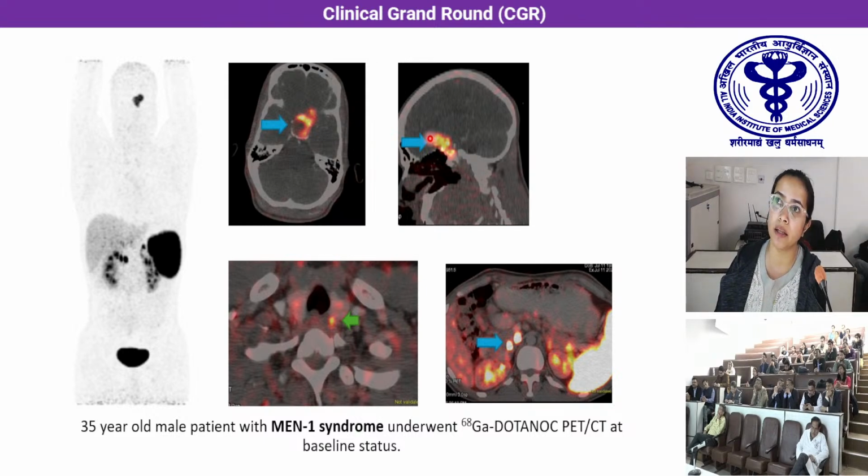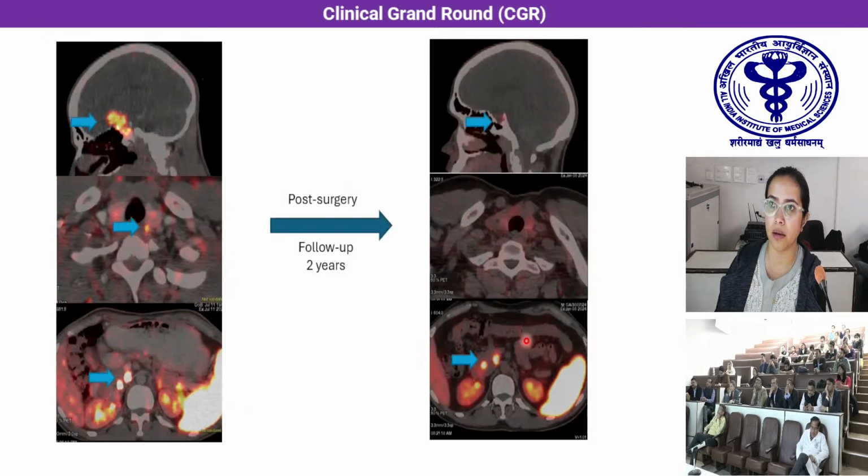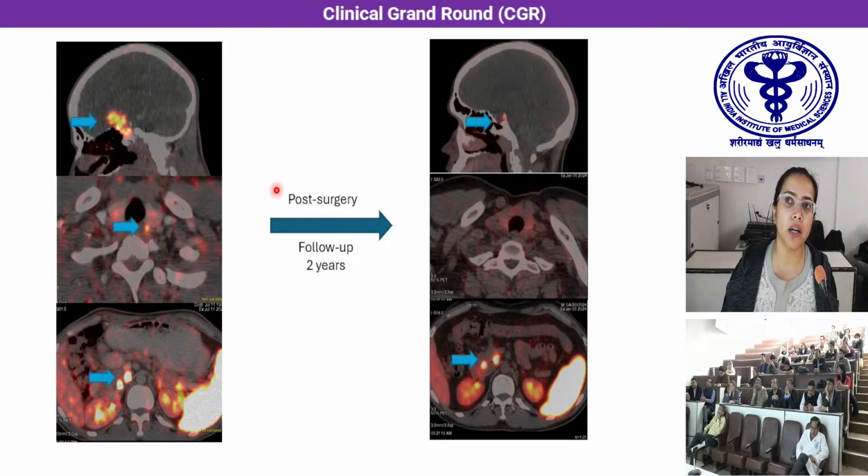This patient underwent 68 gallium DOTATATE PET CT, in which we can see a soft tissue lesion in sellar and suprasellar region, consistent with pituitary adenoma. The lesion which was seen in scintigraphy is also seen in 68 gallium DOTATATE PET CT. Additionally, there were ill-defined SSTR expressing soft tissue lesions in the uncinate and head of pancreas, consistent with neuroendocrine tumor of the pancreas.